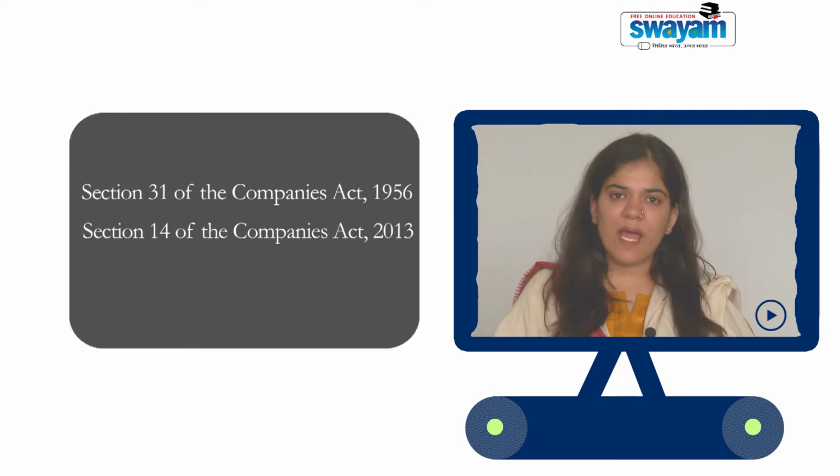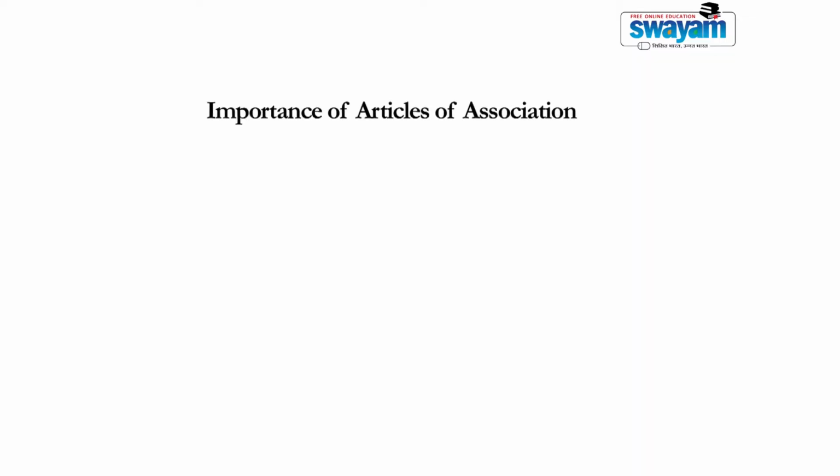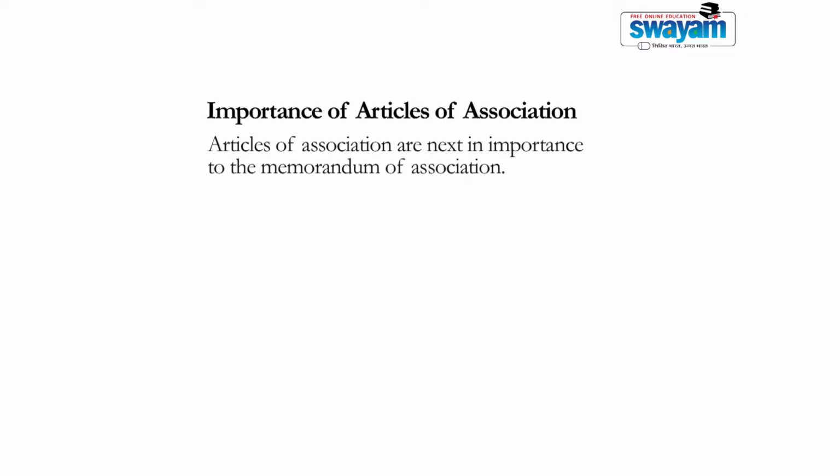The 2013 Act lays down a very important point regarding alteration of articles of a company. It says that any alteration of articles of a company according to subsection 2 of Section 14 should be valid only when it is originally present in the articles. Now, let's also talk briefly about the importance of articles of association. The articles of association are next in importance to the memorandum of association.